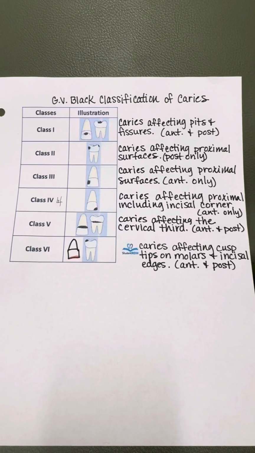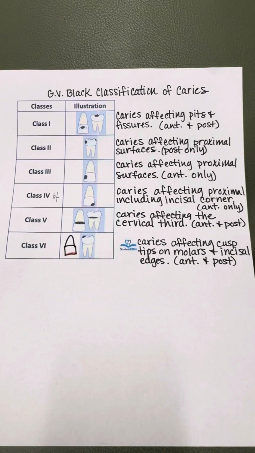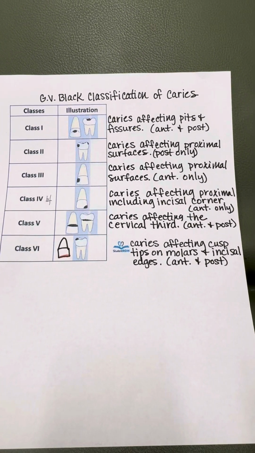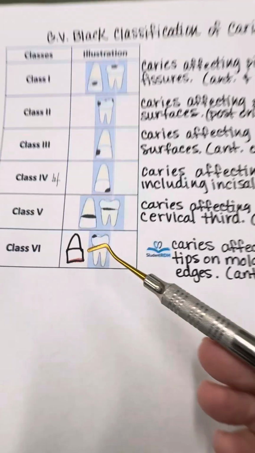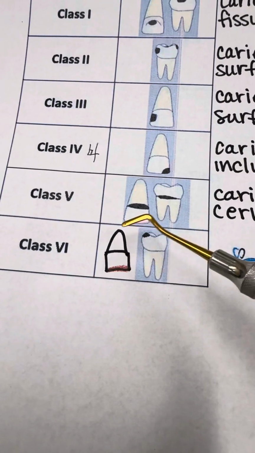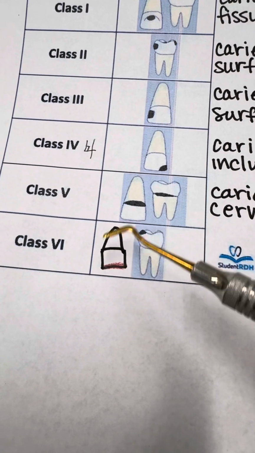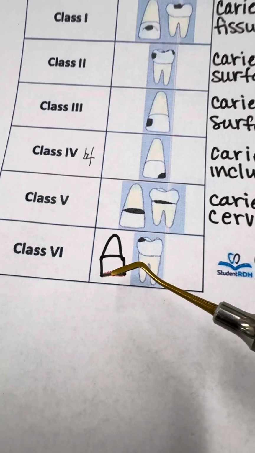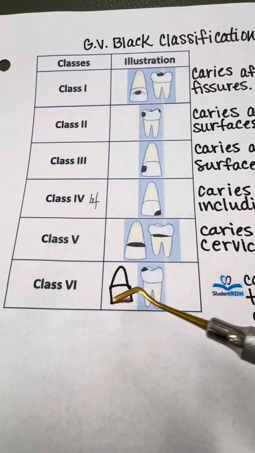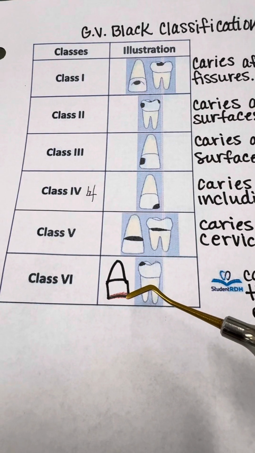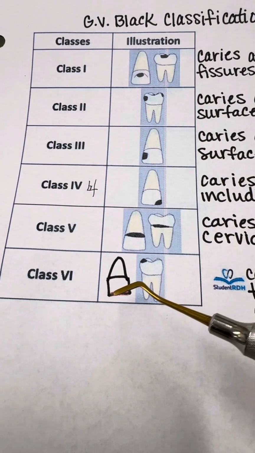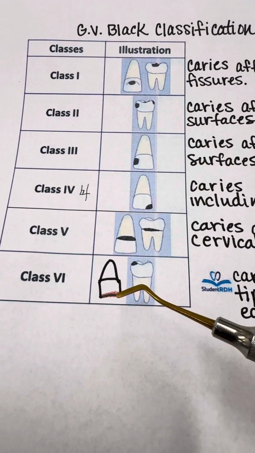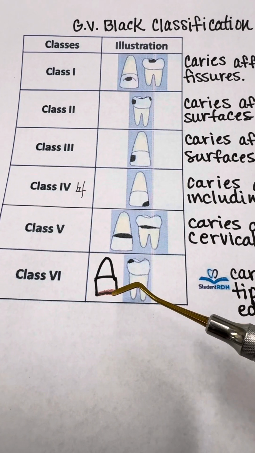All right, class 6. Now this is the most uncommon of all the classes, and it's caries affecting cusp tips on molars and incisal edges. So for an anterior tooth, I had to draw it because they didn't have it on here, but this is my central that I've drawn, and I colored the incisal edge red. And so this is going to happen on patients that are severe grinders. They have ground through the enamel and they've ground down to the dentin. Dentin is soft. Dentin is very easy to get a cavity. So that would be a class 6.